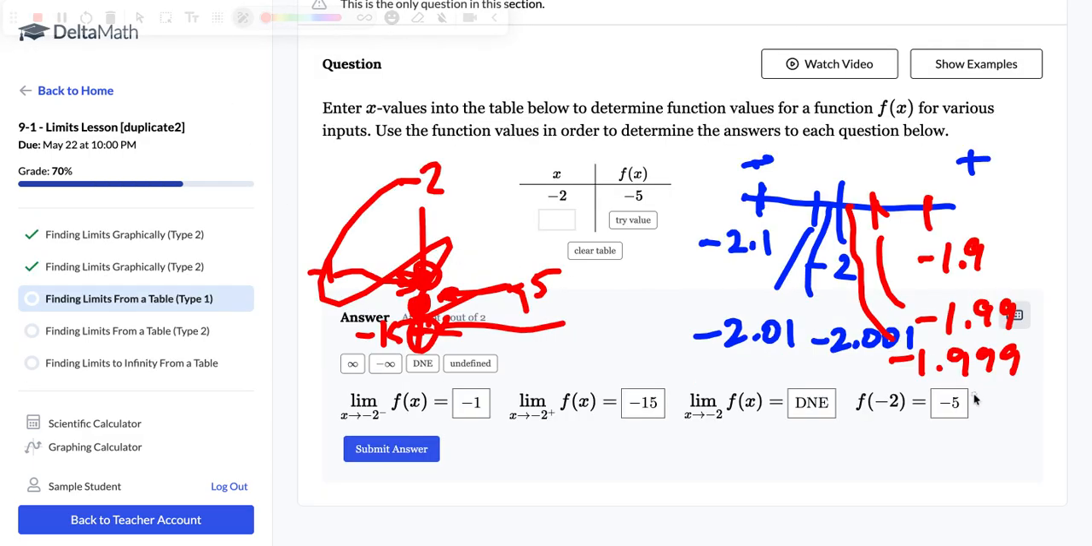Oops, I think I skipped something. Maybe it was here. At -2, the function when you arrive at -2 is -5. Okay.